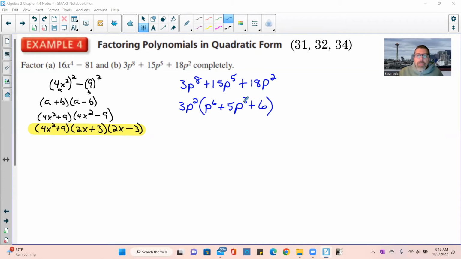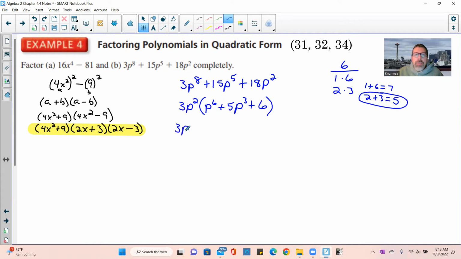Okay, so then I ask myself, are there factors of 6 that will add up to 5? So off to the side here, 6 is 1 times 6. 6 is 2 times 3. Everything's positive, so those are the only two factors. If I take 1 plus 6, I get 7. If I take 2 plus 3, I get 5. And my b is 5, so I want my 2 plus 3.